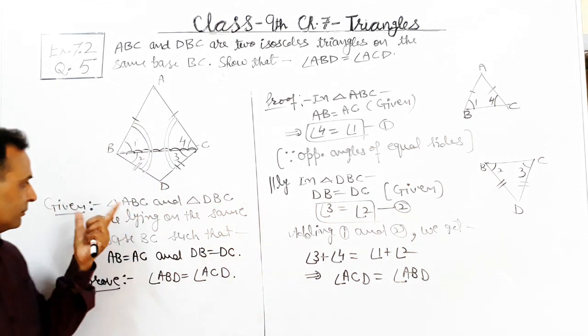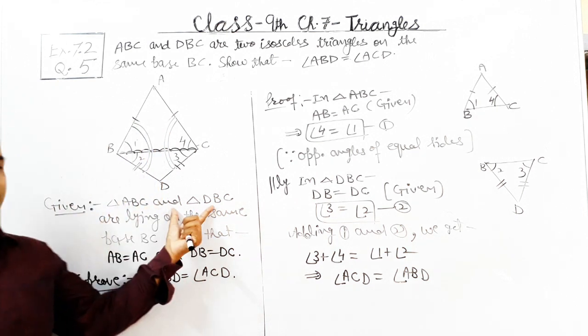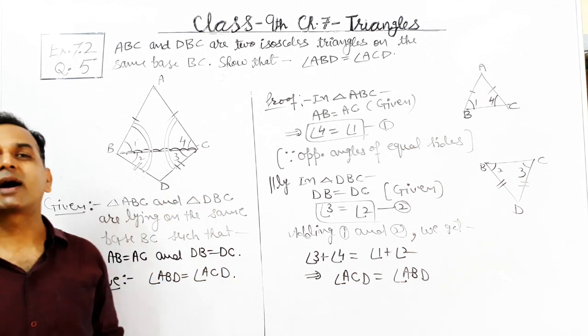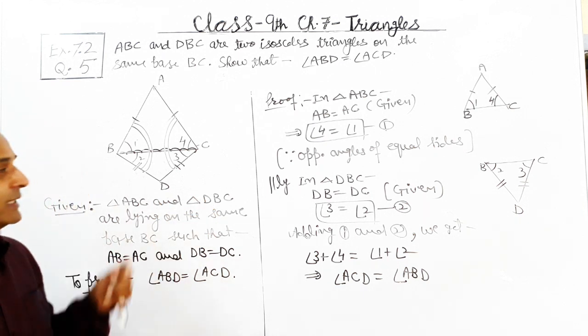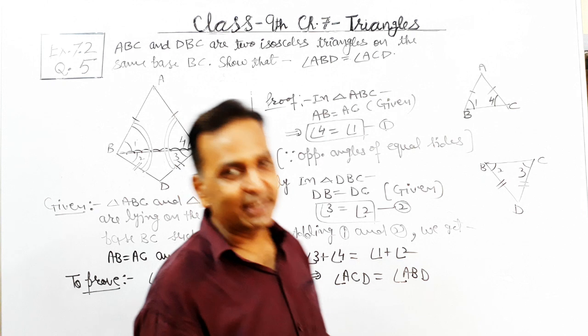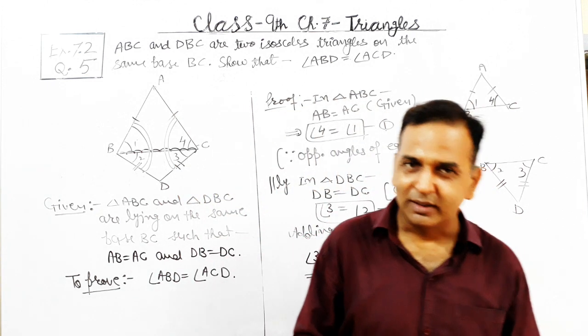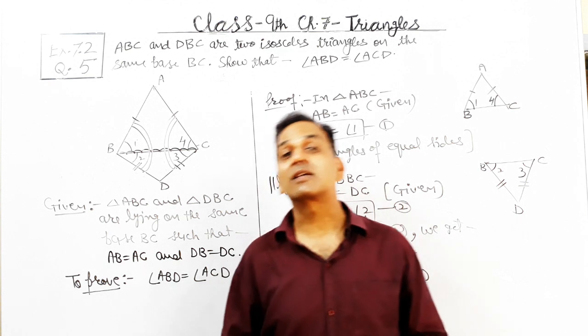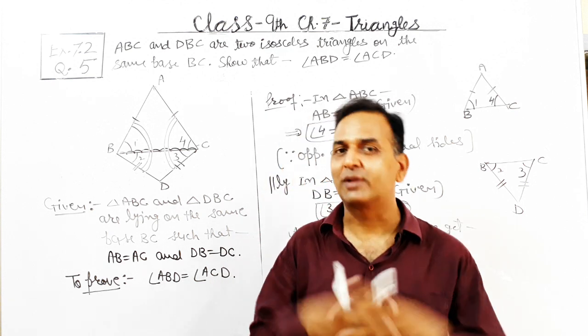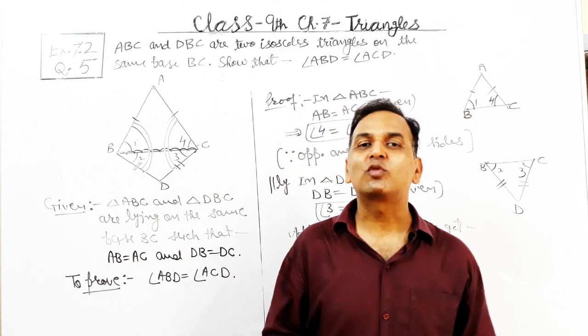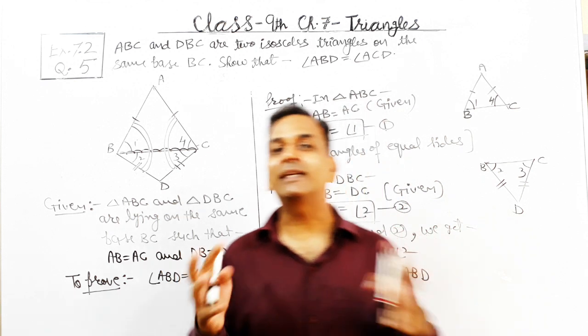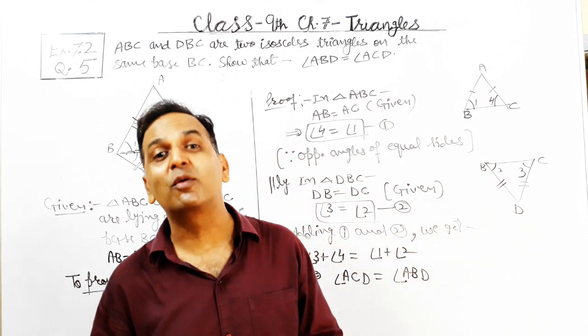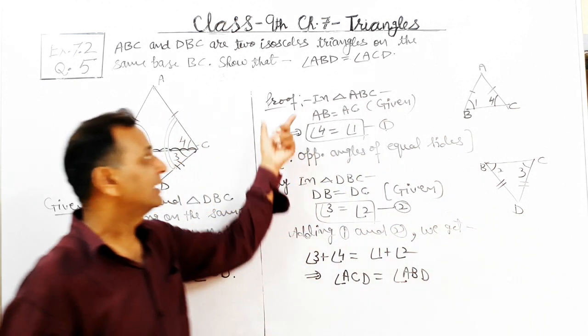So in triangle ABC and triangle DBC, because these two are isosceles triangles, their two sides are equal. In triangle ABC, AB and AC are equal. In triangle DBC, DB and DC are equal, and these two triangles are lying on the same base BC also. In the to prove, we have to write angle ABD equal to angle ACD, which we have to prove. And then after, the proof.